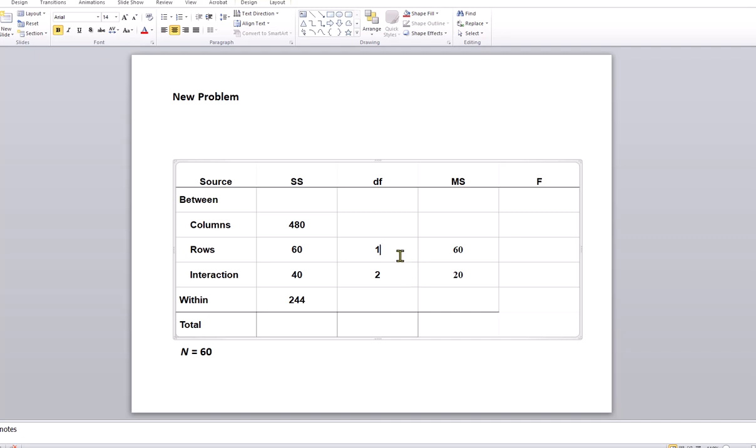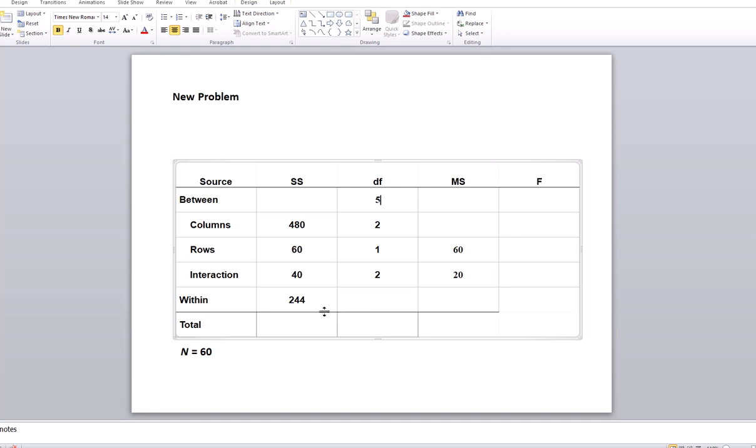The row degrees of freedom is R minus 1. And the interaction is C minus 1 times R minus 1. So this number has to be, I think you can see that, this number has to be 2. This number times this number gives you this number. Again, the interaction degrees of freedom is defined as C minus 1 times R minus 1. Whatever you have here times whatever you have here gives you that. And once you have all three of these, if you add them up, then you get the between groups degrees of freedom, so that has to be 5.